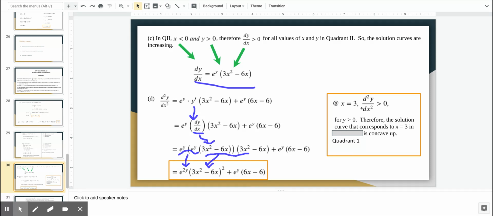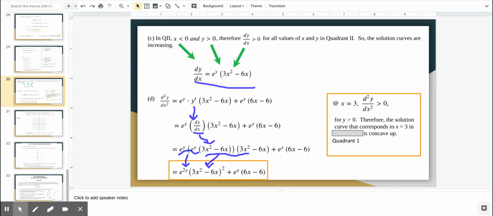Okay, and therefore, since the second derivative is positive, we know that the solution curves are concave up in quadrant 1. Okay, so quadrant 1, sorry about that, apologies there, but hopefully that process makes sense, which is the big part. All right, and understanding how we can talk about concavity through differential equations. Okay, so that's it for me.